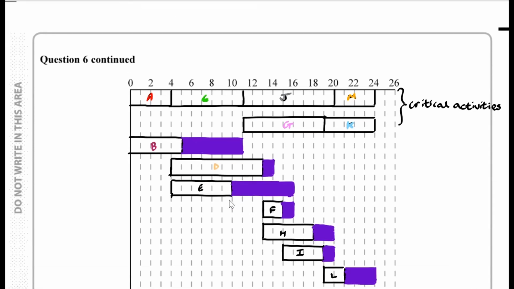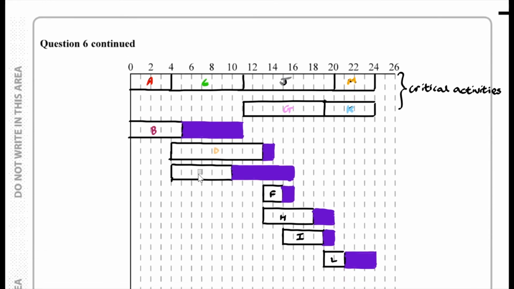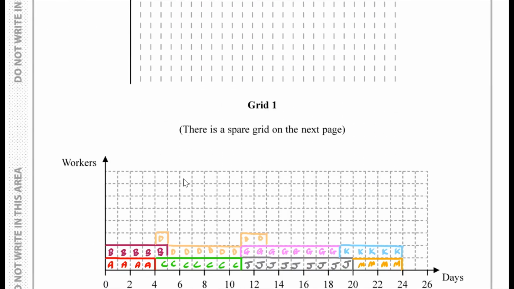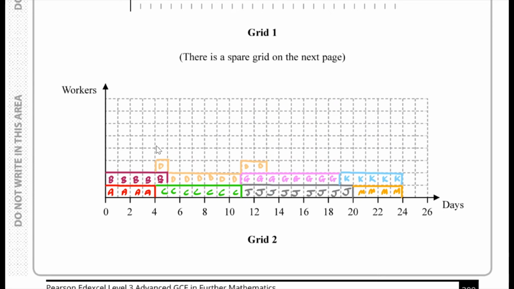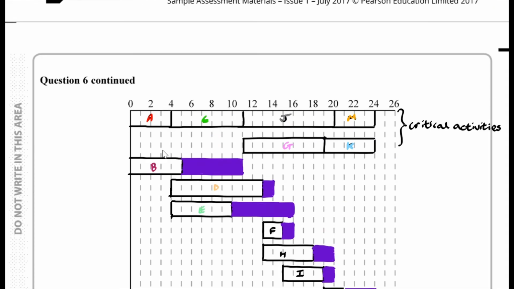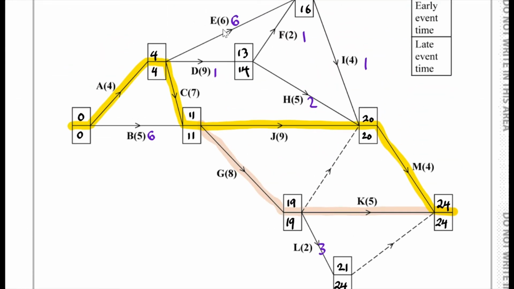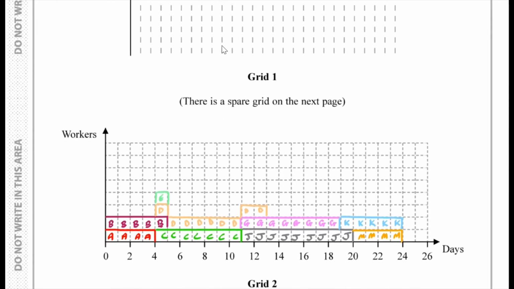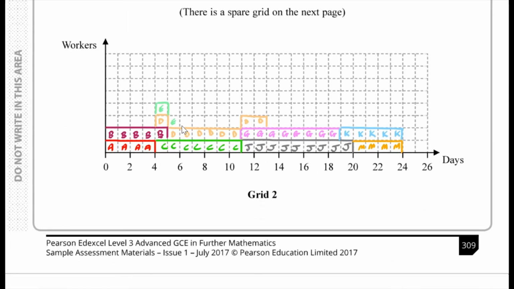E starts over here when A finishes. So here we have E. So E starts when A finishes. So E starts here. And E has a duration of, if we go back, 6. So we have one of those days complete, then we have the other 5. Alright, so that's E done. Let's just rule that off.